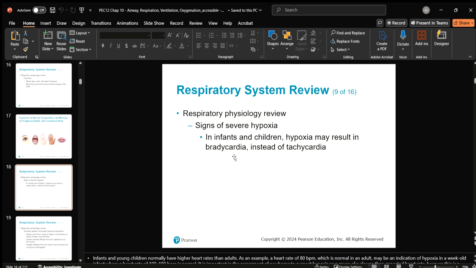So that is something to take into consideration, that if you see a child that is cyanotic, like we said, that's a late stage of hypoxia, if they're already cyanotic, they've been struggling for a while. So we need to give them oxygen quickly.